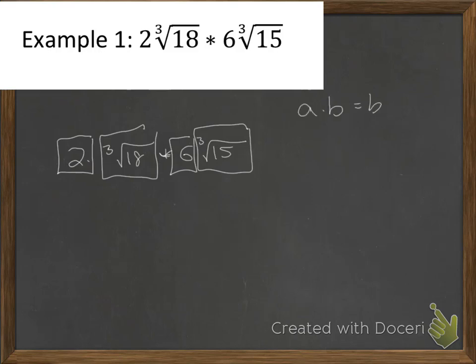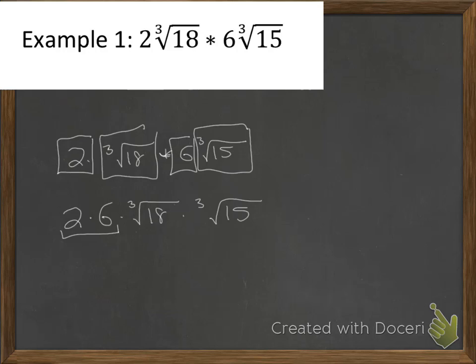A times b is equal to b times a. 2 times 3 is the same as 3 times 2. So in other words, the order in which I write these four things doesn't matter. Therefore, I can rearrange them to help me understand what to do. So I'm going to rewrite this as 2 times 6 times the cubed root of 18 times the cubed root of 15. Again, they're all attached through multiplication. So now, it's pretty obvious that I can just do 2 times 6, which is 12.